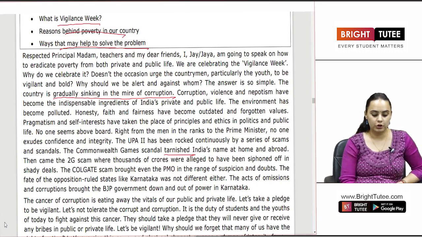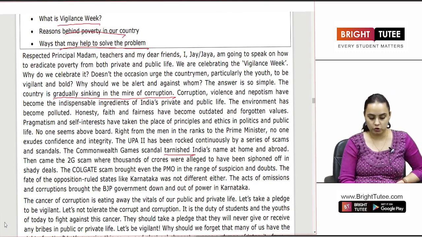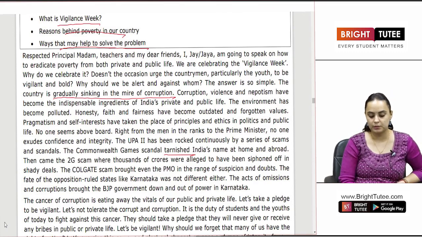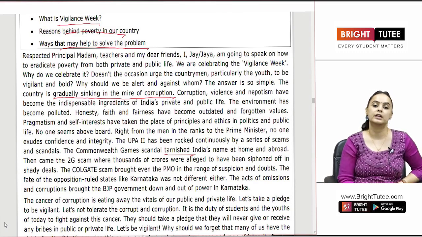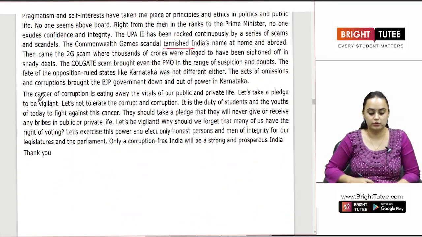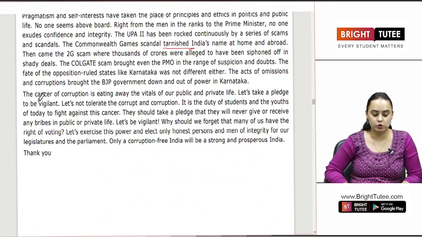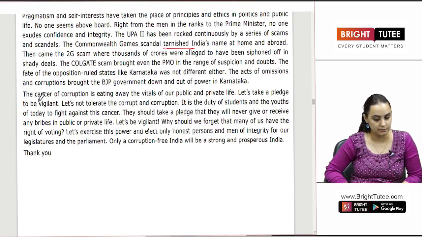The fate of the opposition ruled states like Karnataka was not different either. The acts of omissions and corruptions brought the BJP government down and out of power in Karnataka. The cancer of corruption is eating away the vitals of our public and private life. Let's take a pledge to be vigilant. Let's not tolerate the corrupt and the corruption.